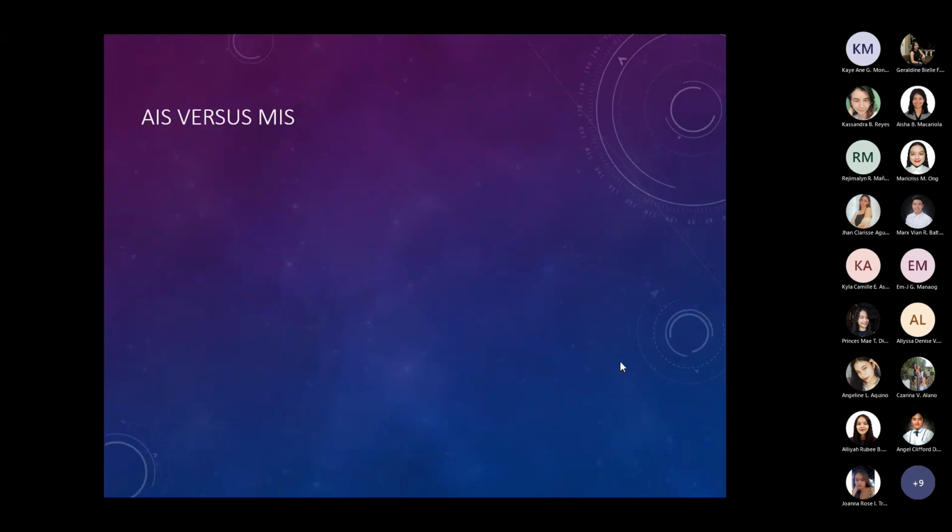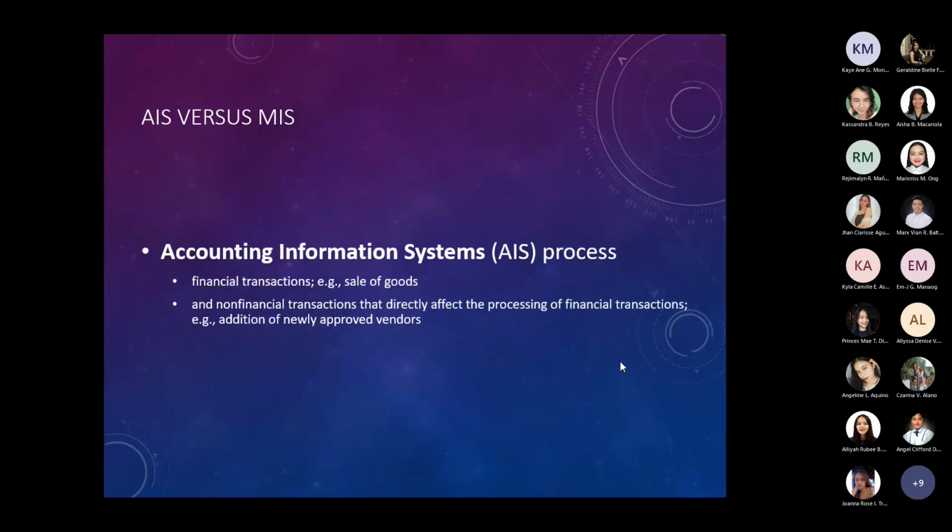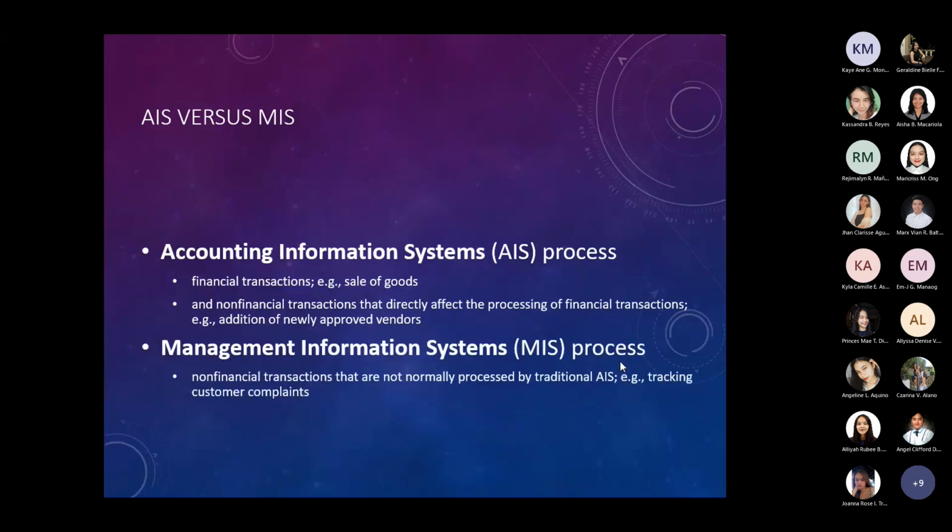AIS versus MIS, or Management Information System. So AIS processes financial transactions such as sale of goods and non-financial transactions, as I have said a while ago. Now, you also use non-financial transactions sa AIS, such as addition of newly approved vendors. For example, list of new clients or customers. So sa management information system naman, ano yung mga non-financial transaction na pwedeng ma-process?